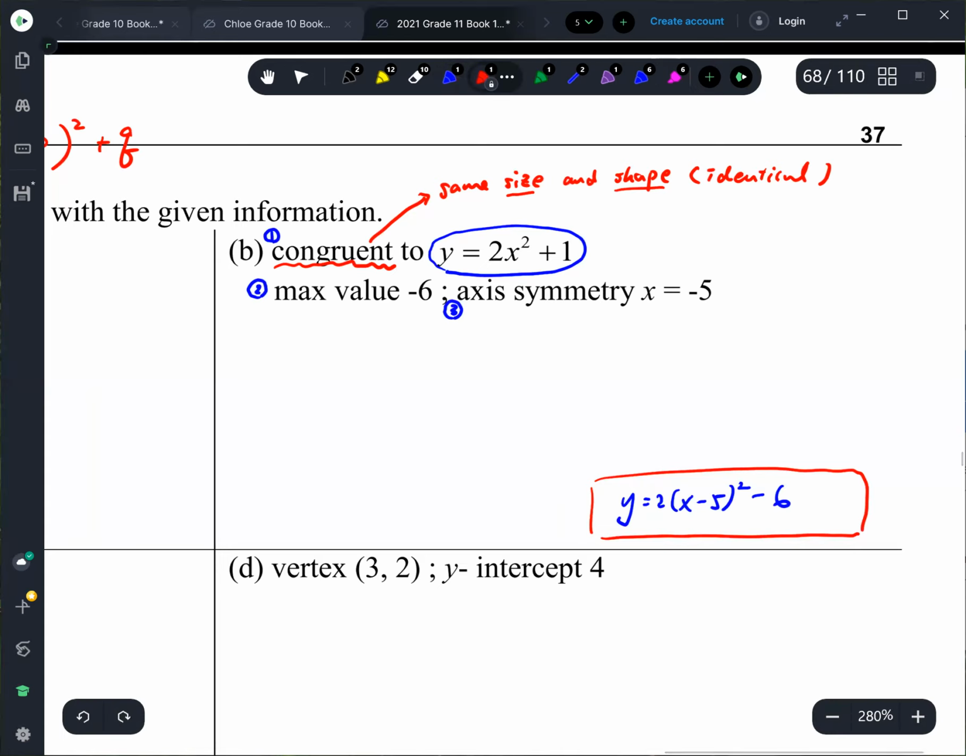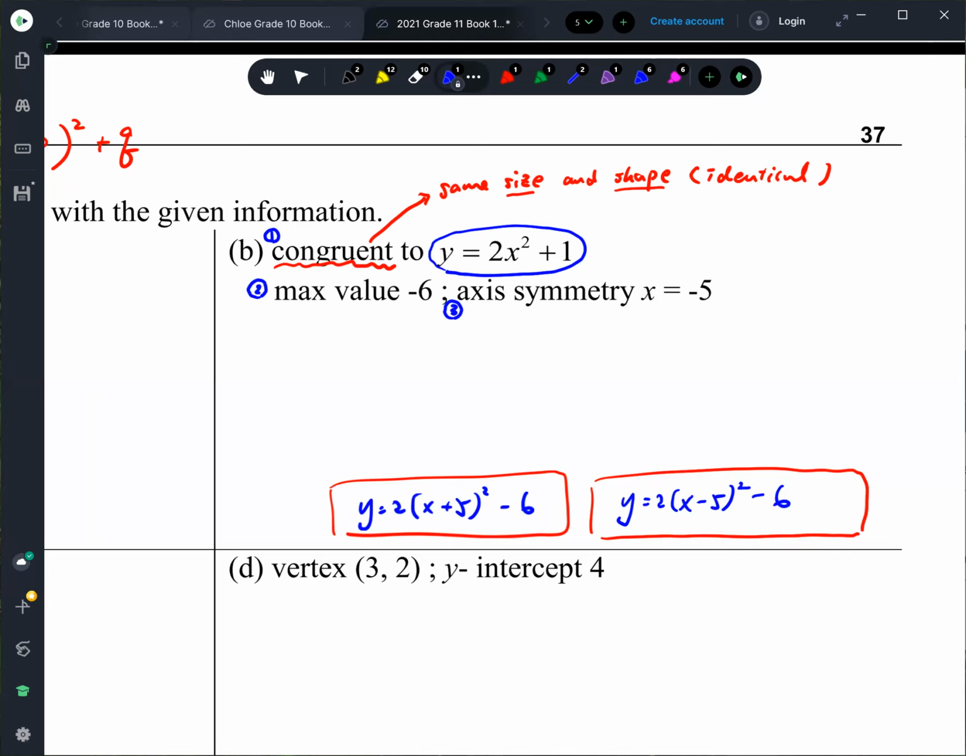I'm pretty sure the 5 is positive. So you think it's a +5? Okay. Yes. Okay, let me write that down. Y equal to 2, x plus 5 squared minus 6. Okay, one of them should be innocent, right? Anyone else got something different?